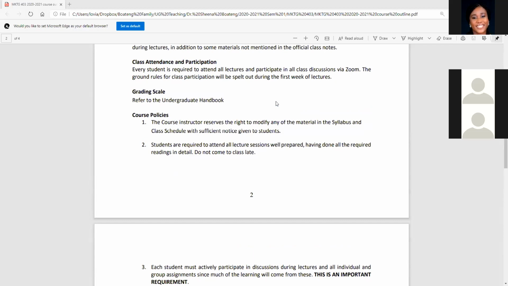Another thing I want us all to be cognizant of is the fact that we are all human, and therefore there's bound to be a difference in opinion.